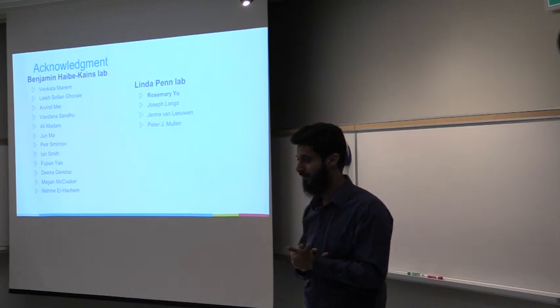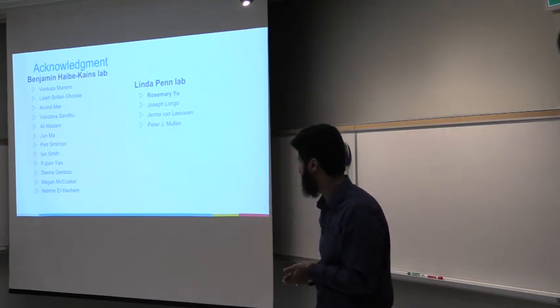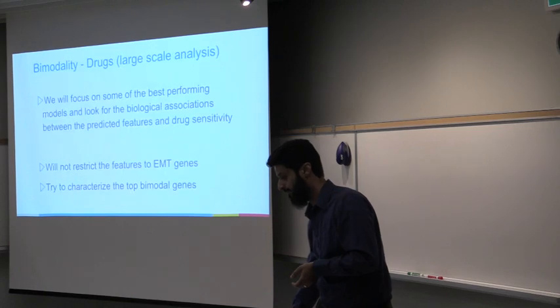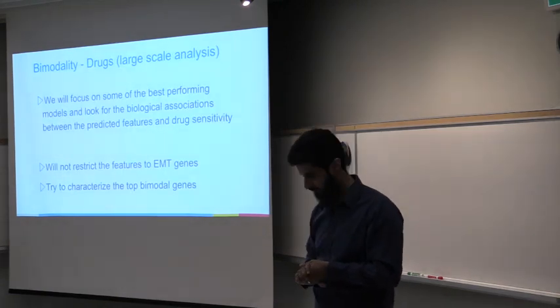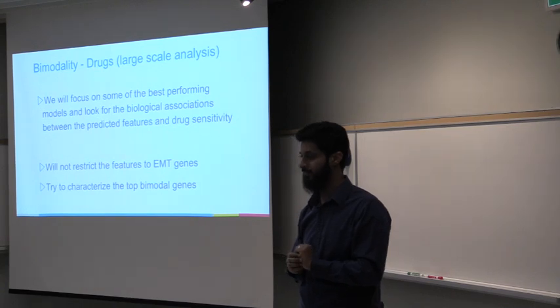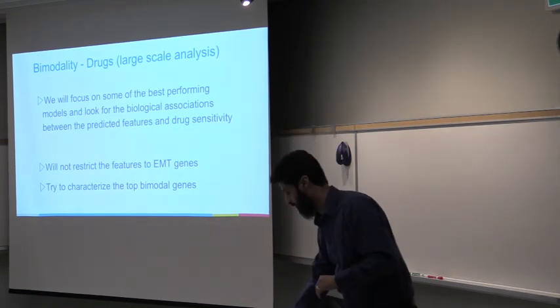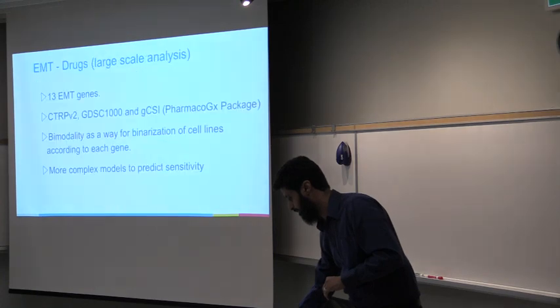So you mentioned, I think, in the very last slide, you're going to extend this. If I understand correctly, you picked these EMT genes because they showed bimodality in this particular collection of cell lines, right? Do you have a sense of how many genes will be bimodal if you expand this to, say, all 20,000 to 30,000 human genes?